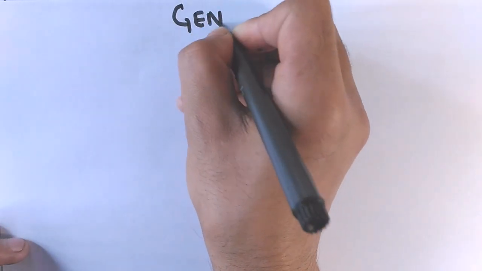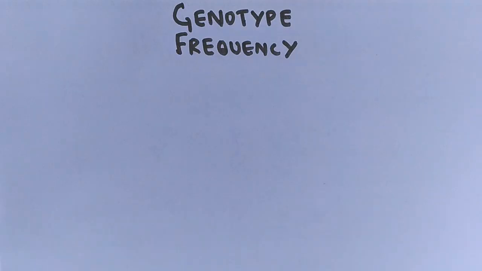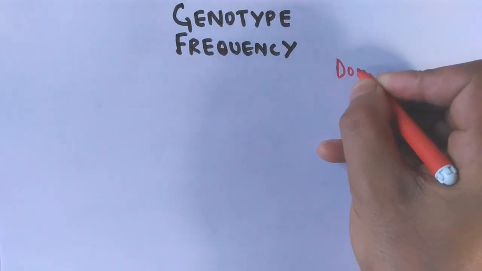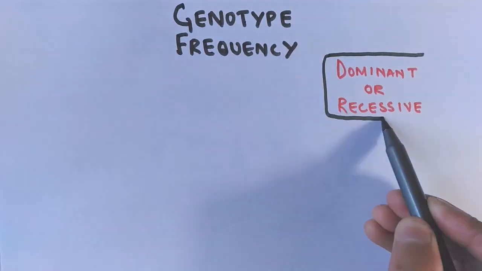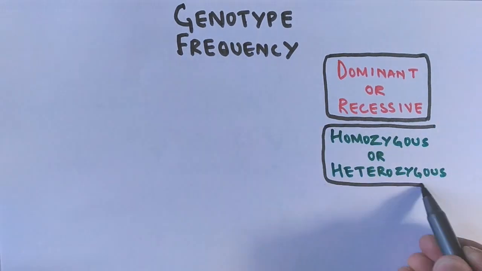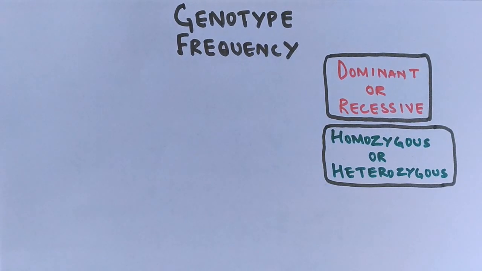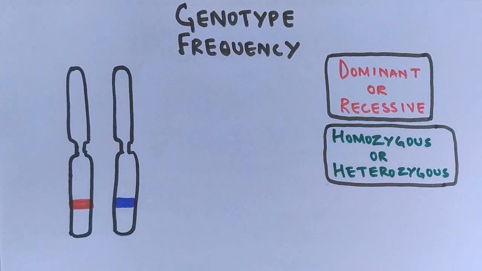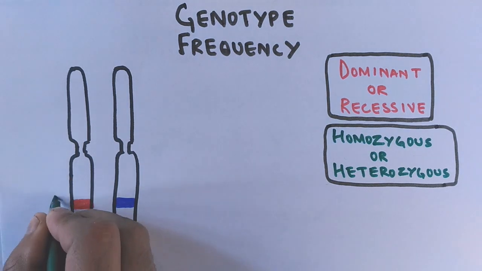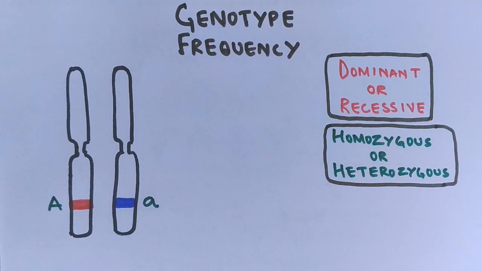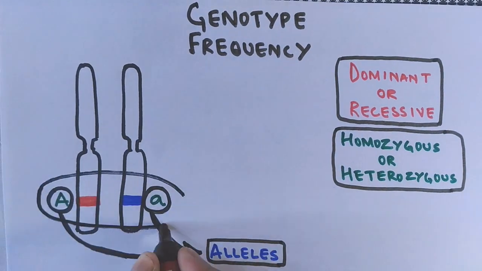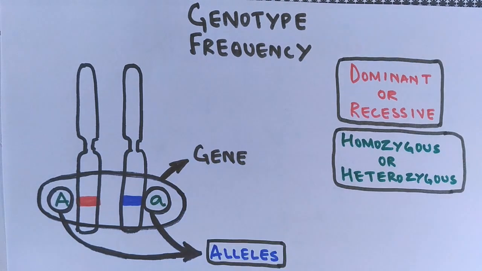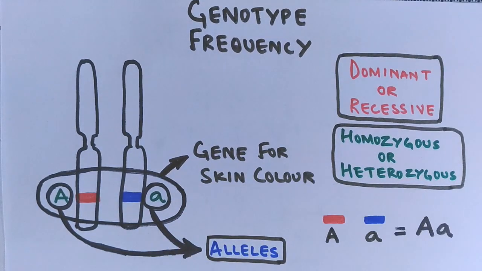And not only allele frequency is there for Hardy-Weinberg equilibrium, but also genotype frequency condition is there too. In genotypes, we have dominant or recessive genotype, or we have homozygous or heterozygous condition. To understand the genotype frequency, we take a homologous pair of chromosomes on which two different alleles are present, like this shown in the diagram. One allele is the dominant A allele, the other being the recessive allele, a in lowercase. Both the alleles represent the gene for skin color, as an allele is the alternate form of a gene.